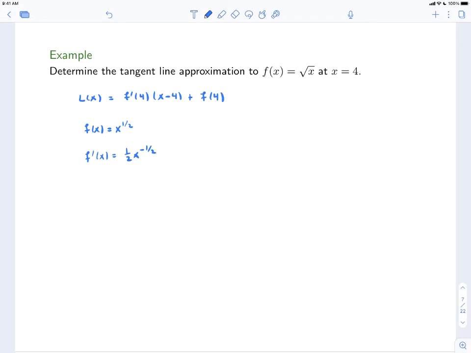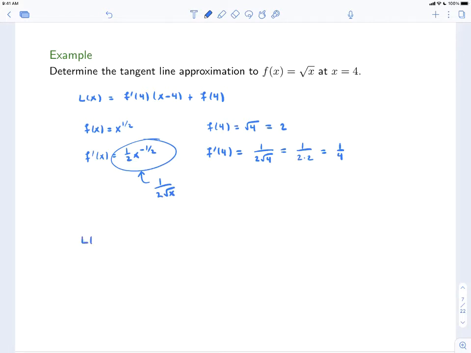And now we evaluate both of these at 4 in order to get the values f at 4 and f prime of 4. So f at 4 is the square root of 4, or the positive square root of 4, which is 2. F prime at 4 is equal to 1 over 2 times the square root of 4, which is 1 over 2 times 2, which is 1/4. Here I'm just rewriting this term as 1 over 2 times the square root of x. This gives us everything that we need.